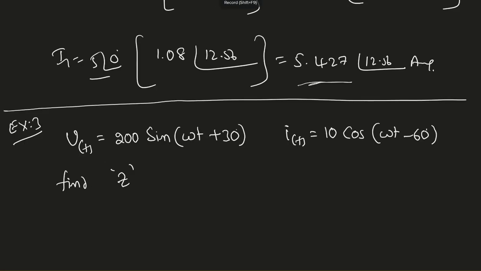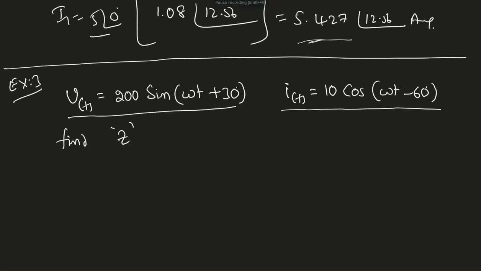Here is another example. In this example, he gave us V of t in time domain and I of t in time domain, and he's asking us to find the impedance. To find the impedance, impedance is always Vrms over Irms. Okay, it is always RMS values. So I'm going to convert V of t into phasor format. Before doing that, make sure our omegas are the same. If omega is different, we cannot do this. In this case, omega is the same.